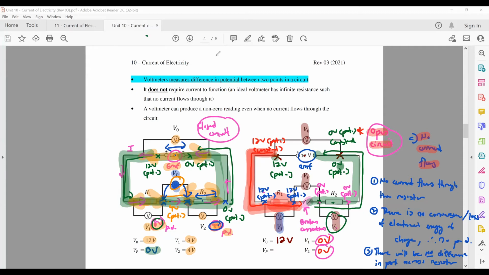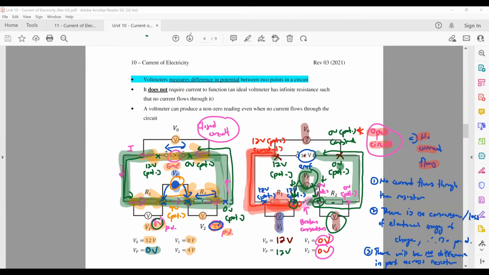Okay, now the last one, VP. Now VP is connected across here and here. So remember I said that voltmeter doesn't need current to function. Voltmeter actually just measures differences in potential between 2 points. So for VP right now, which is connected here and here, it is measuring the difference in potential between these 2 points. This one is 12. This one is 0. So the potential difference, or the difference in potential, is actually 12 volts.